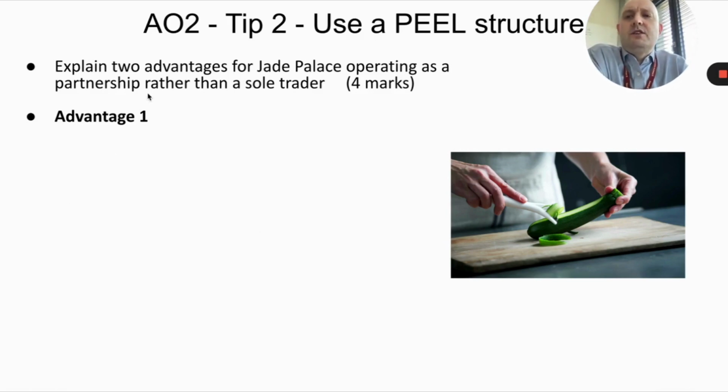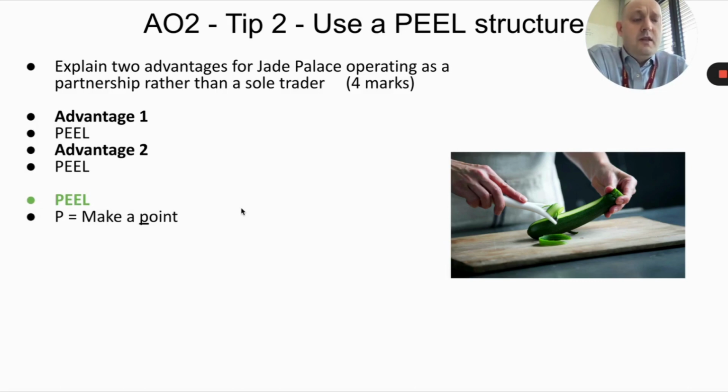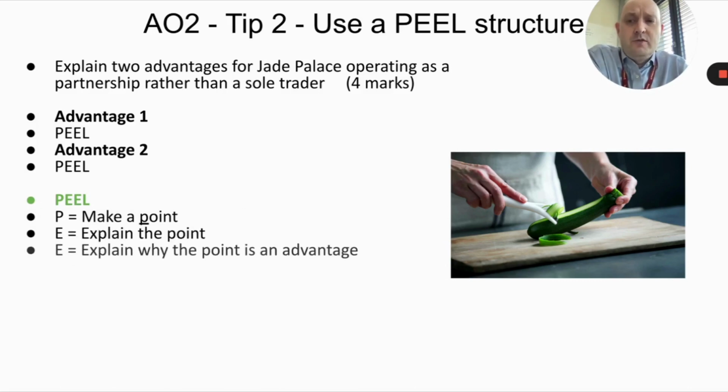So in this question here, explain 2 advantages for J Palace operating as a partnership. You're going to have to go through 2 advantages. For both of these advantages, you want to use the PEEL structure. Okay, so you're going to write 2 PEEL paragraphs, one for advantage 1, one for advantage 2. What is PEEL? Now, different teachers teach this in different ways. I've seen different people do this differently. This is how I teach it to my students.